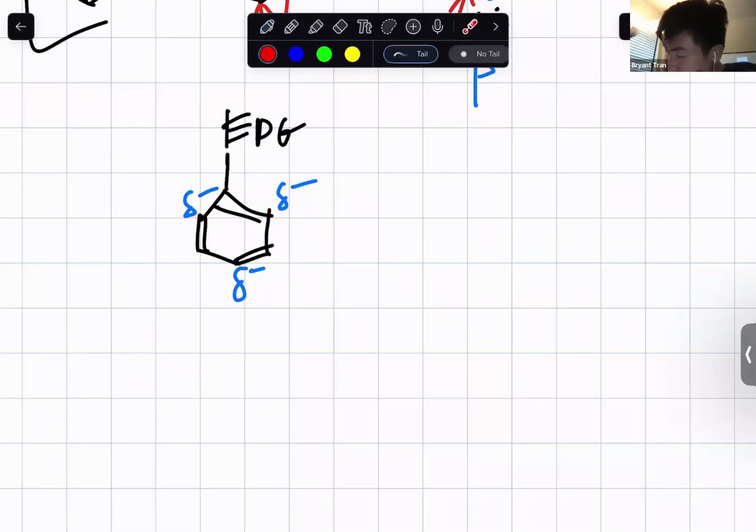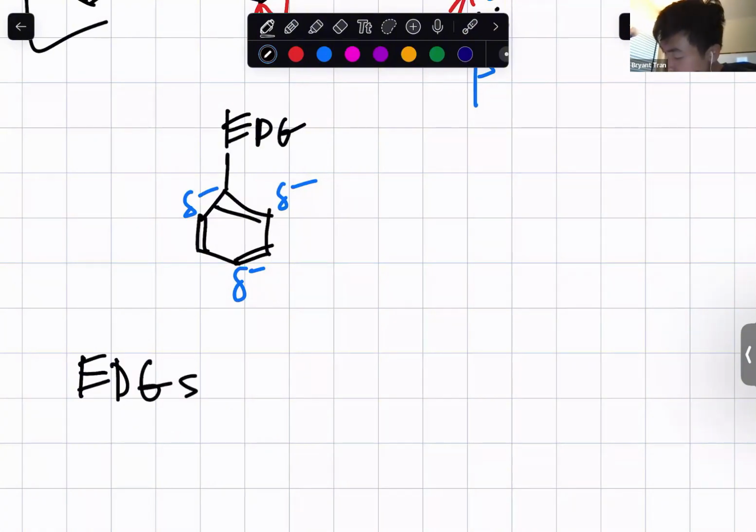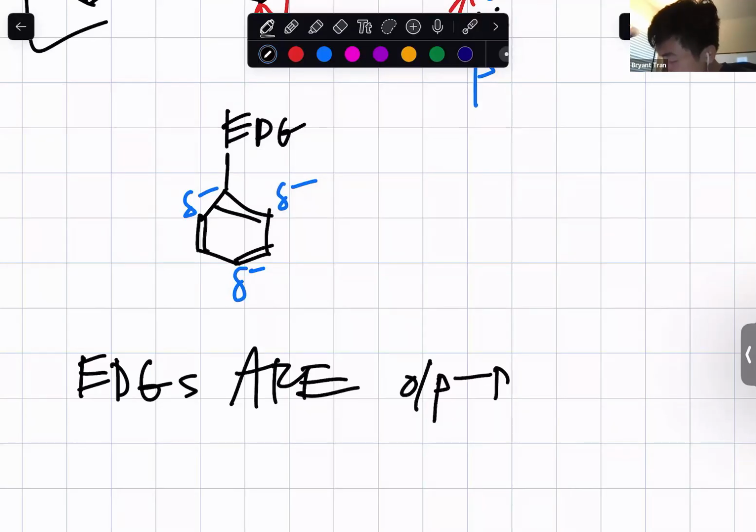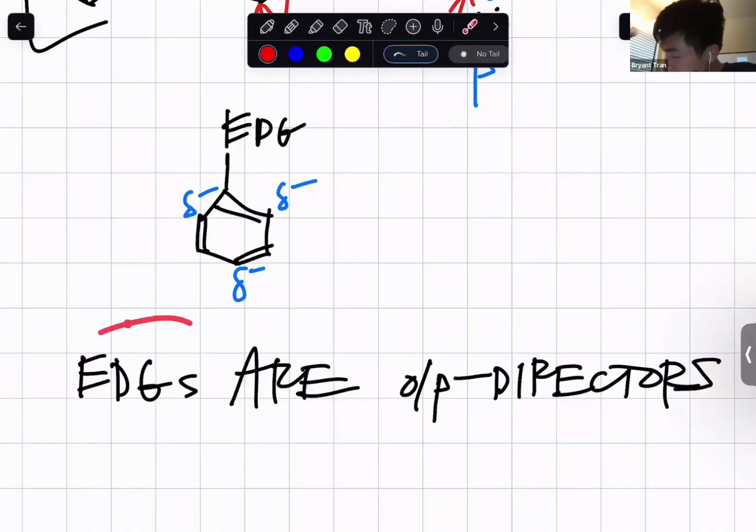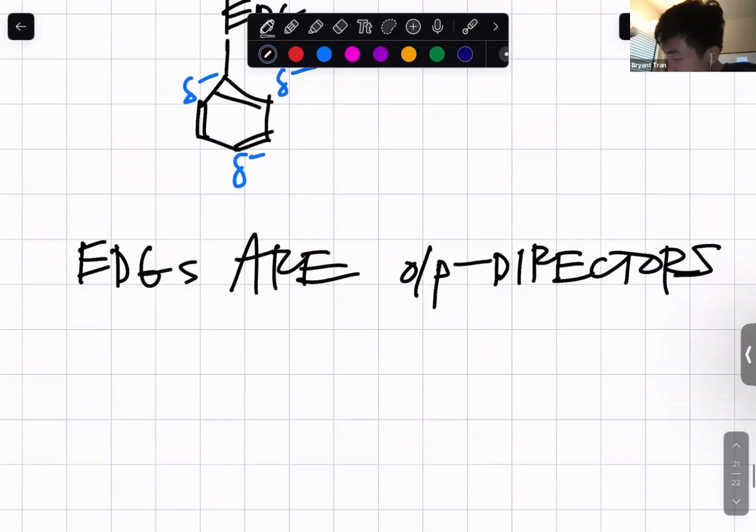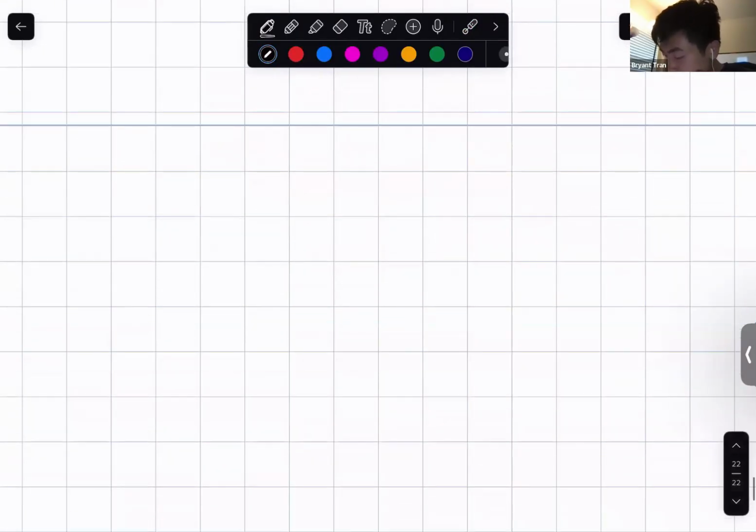Right? Which will make these ortho-para positions the strongest nucleophile, right? Meta carbons here are neutral, so they're not as strong a nucleophile as the ortho and para positions. So that's why we call EDGs ortho-para directors, right? And you can also see EDGs as activators, okay?